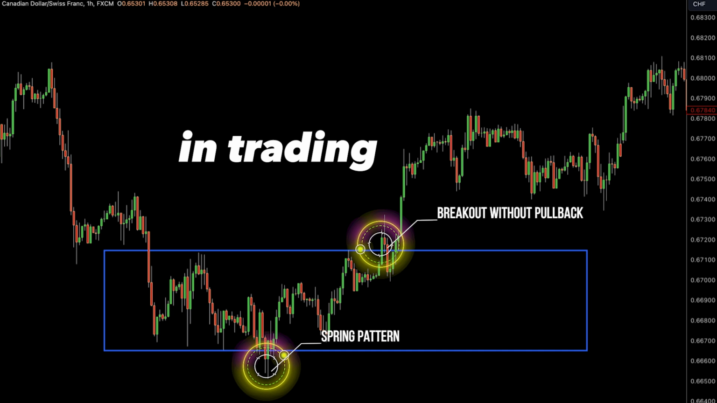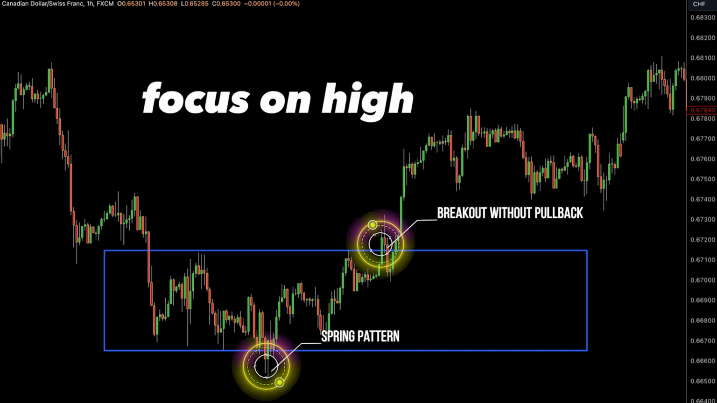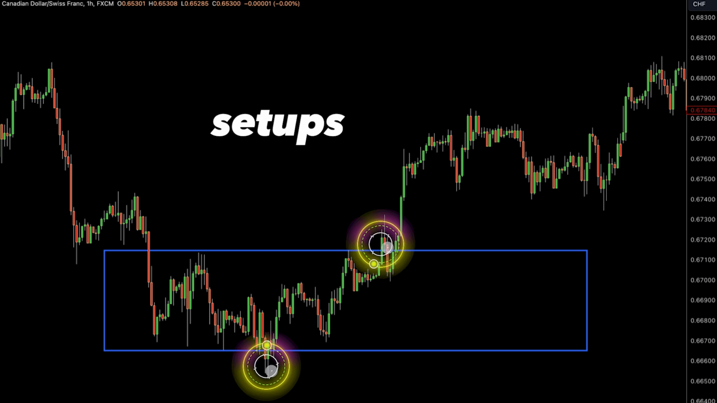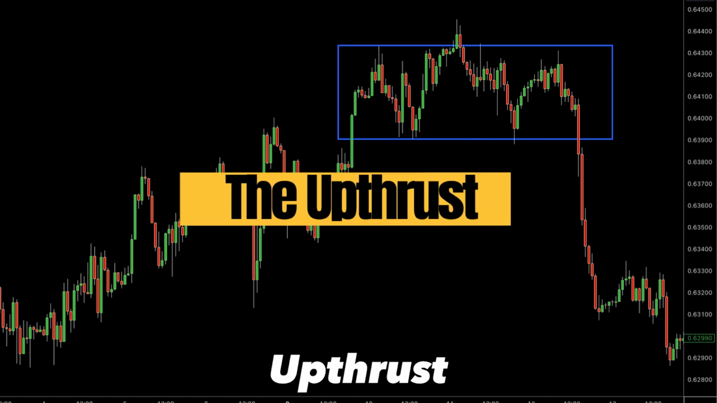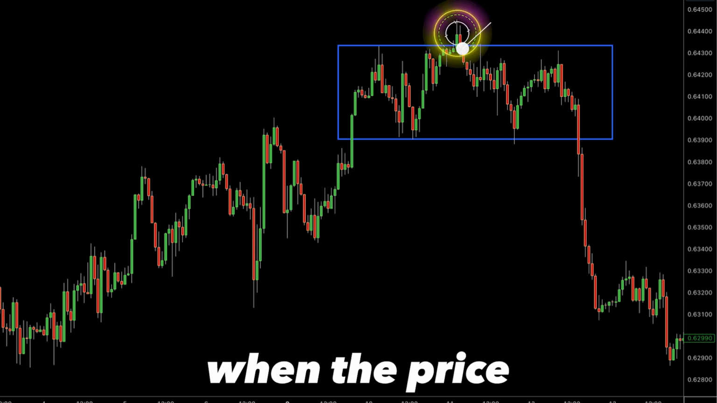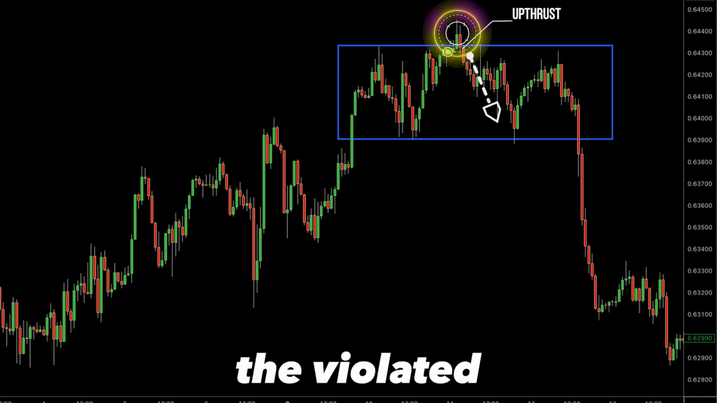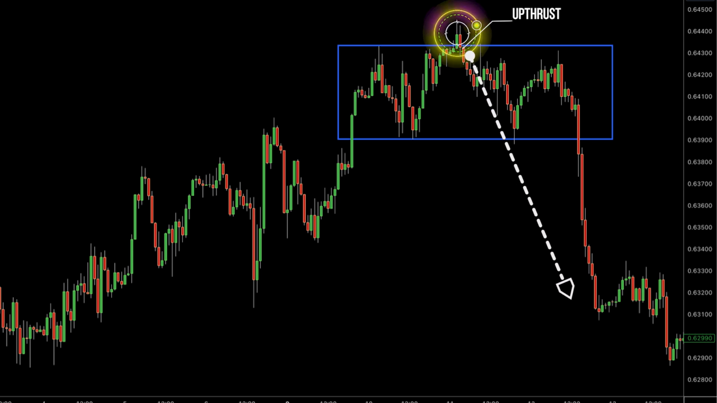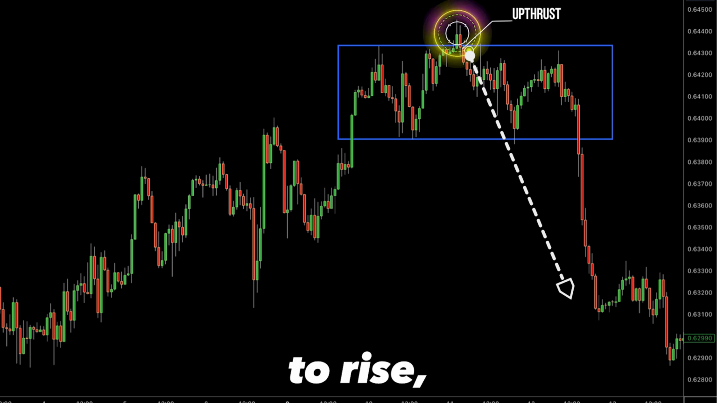Remember, your goal in trading is not just to be in the market, it's to win. And to win, you need to focus on high probability trading setups. The second strategy identified by Richard Wyckoff is the upthrust trading strategy. An upthrust occurs when the price sharply breaks above the trading range before quickly reversing and closing below the violated resistance. This false breakout traps buyers who believe the market will continue to rise, but instead, the market closes back inside the range and reverses its trend.